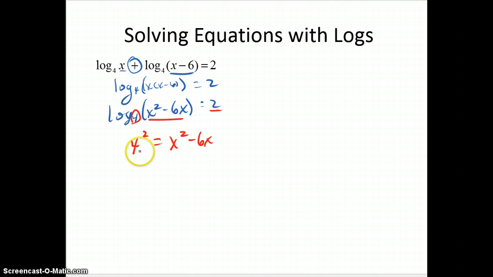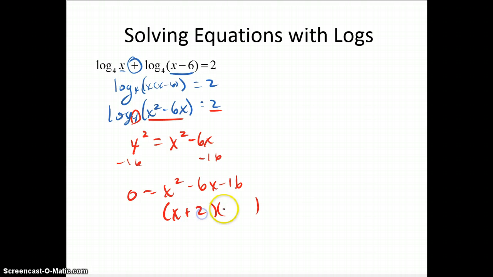And now if we have an x squared, we want to get everything to one side and set it equal to 0. So by subtracting 16 from both sides, we get x squared minus 6x minus 16. Okay, factoring it out, we get x plus 2 and x minus 8. Setting each factor equal to 0, we get x equals negative 2 and positive 8.